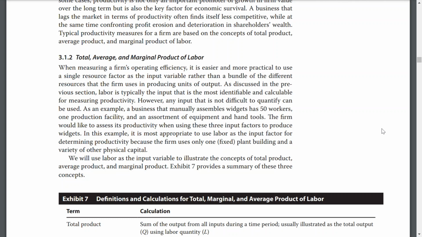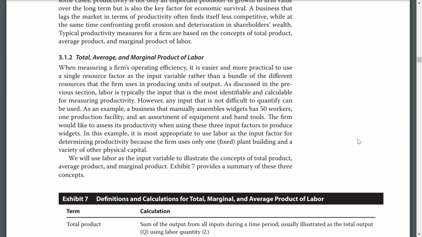When measuring a firm's operating efficiency, it is easier and more practical to use a single resource factor as the input variable rather than a bundle of the different resources that the firm uses in producing units of output. As discussed in previous sections, labor is typically the input that is the most identifiable and calculable for measuring productivity. However, any input that is not difficult to quantify can be used. As an example, a business that manually assembles widgets has 50 workers, one production facility, and an assortment of equipment and hand tools.